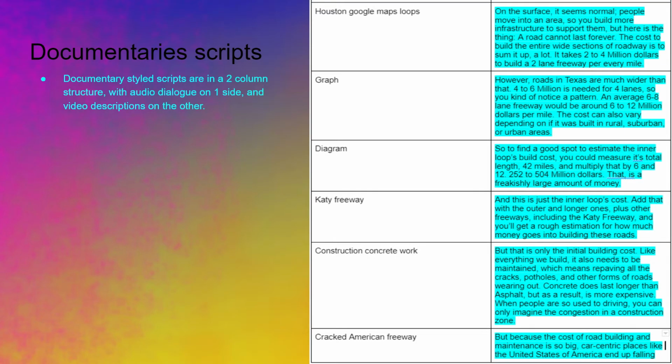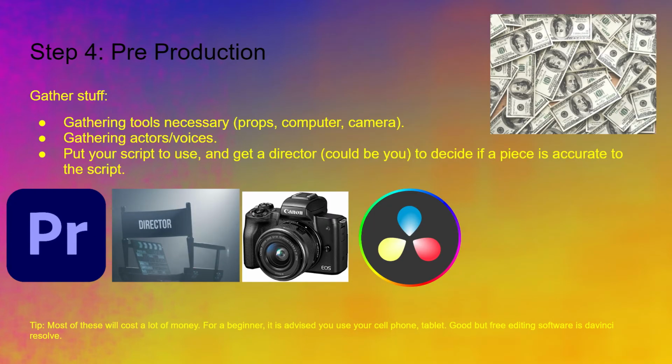If you want to make a documentary, script formatting will be different. In this case, you would need a 2-column script. One side for audio, the other side for video footage. A third column on the most left side can be used to add scenes, like scene 1, scene 2. Now, step 4 is pre-production.